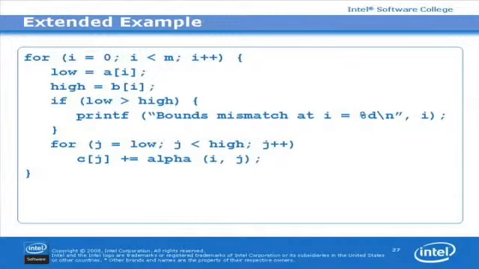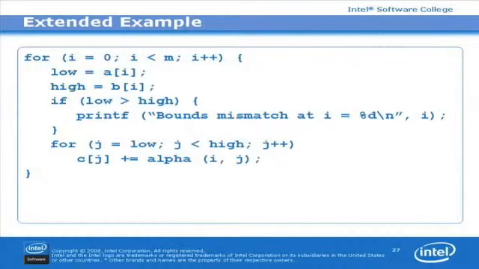Now we have an extended example. Here I have a nested for loop. The outer loop is the for i loop that computes a value from low and high by taking corresponding elements from the A and B vectors. It checks the values of low and high, and if low is greater than high, it prints out a message that says there's a bounds mismatch and prints out the i iteration value so that we can tell where those bounds were mismatched. After that, we execute the nested for loop, which updates elements of the C array based on the j variable, which is the loop iterator. In this case, they call the function alpha with i and j as the parameters.